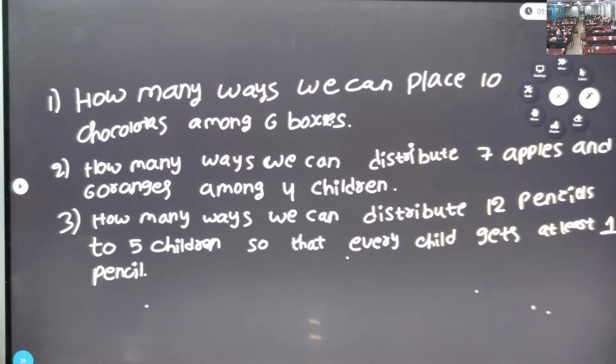First question: how many ways can we place 10 chocolates among 6 boxes? So, what is the n value? Whether it is going to fall under the nCr formula or the n plus r minus 1 formula, n plus r minus 1 C r minus 1. Okay, so what is the n value?